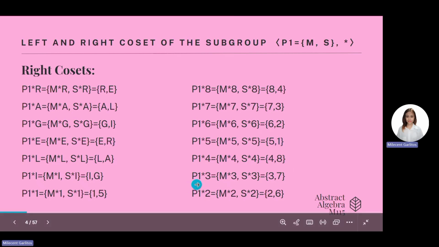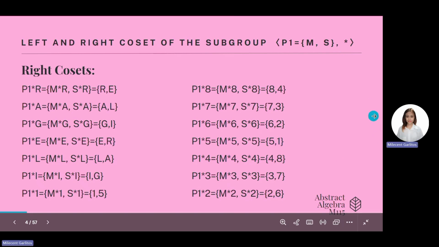Next is P sub 1, we operate it with 3. Then it would be M star 3 and S star 3, and the outcome would be 3 and 7. Next one is P sub 1, we operate it with the element 2. It would be M star 2 and S star 2, and the outcome would be 2 and 6.